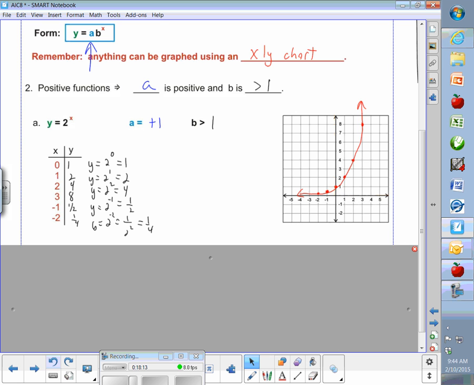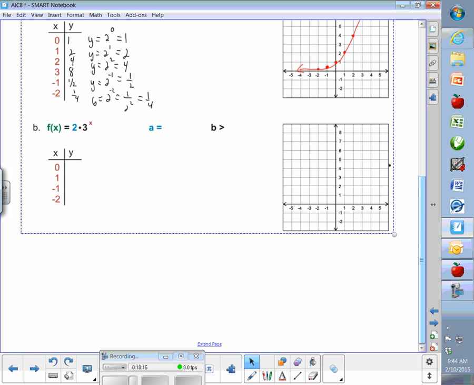All right, let's do another one. Clearly, the a value on this second example is what? What's the a value? 2, right? And I'm going to put +2 just for clarity. And what's the value of b on this second one? 3, right? So we are greater than 1. The b value is the base. The b is a 3.